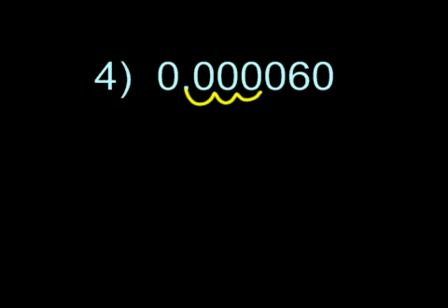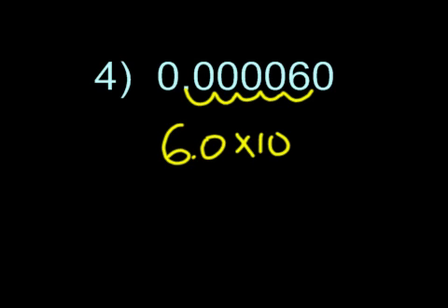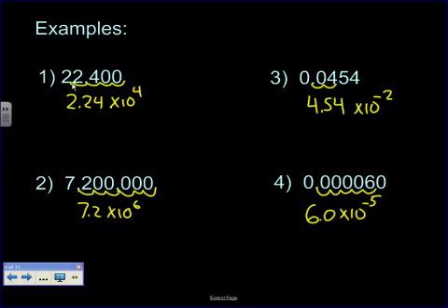So 1, 2, 3, 4, 5 spaces to the right. So we're going to have 6.0 times 10. There's always that times 10 in scientific notation. To the negative 5th. We moved it 5 places, and since we moved it to the right, it's a negative.